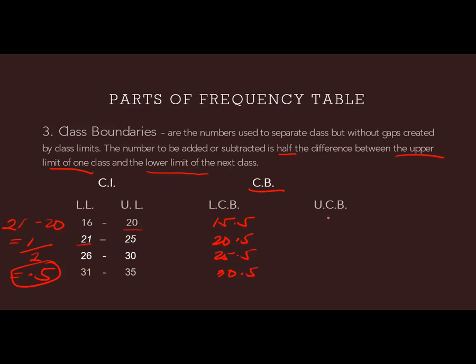On the upper class boundary, we are going to add the other half. So that is actually 20 plus 0.5, we have 20.5, then 25.5, this is 30.5, and 35.5. So these are our class boundaries.